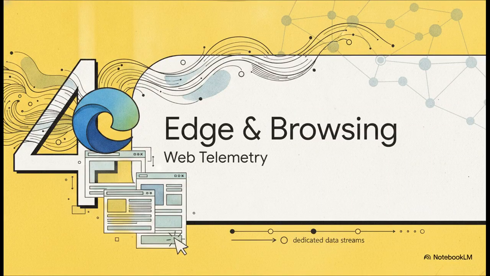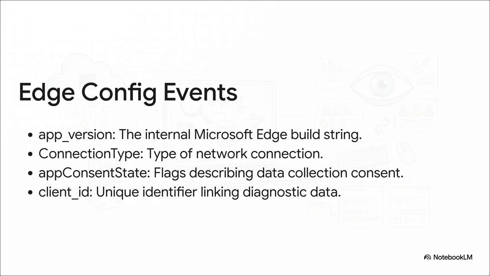Which brings us to Section 4, Microsoft Edge and Browsing, Web Telemetry. Let's talk about Edge. The browser is continuously logging its state. It sends your specific internal Edge build version, and it tracks your connection type, so it knows if you're struggling on a weak Bluetooth signal or flying on gigabit Ethernet. It also frequently sends your app consent state. This is basically Microsoft double-checking exactly what you've legally agreed to share regarding your diagnostic and browsing data.